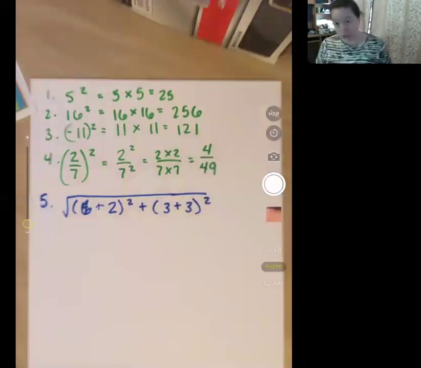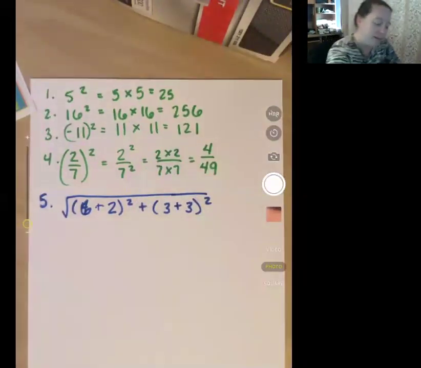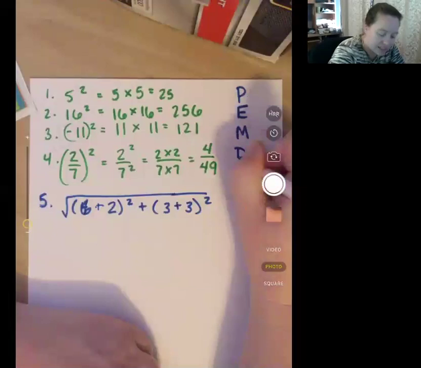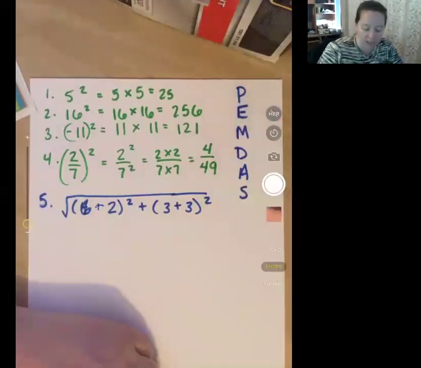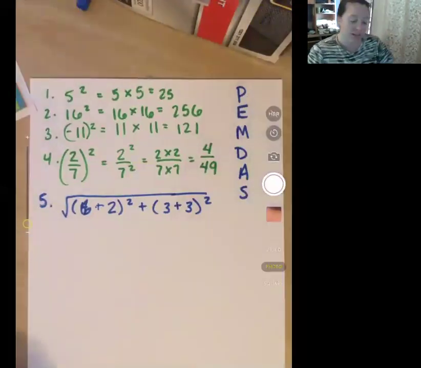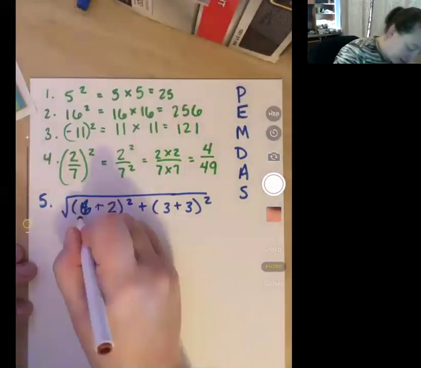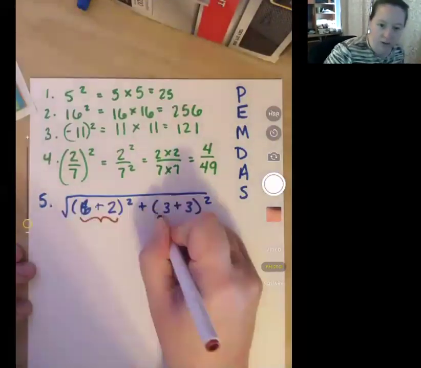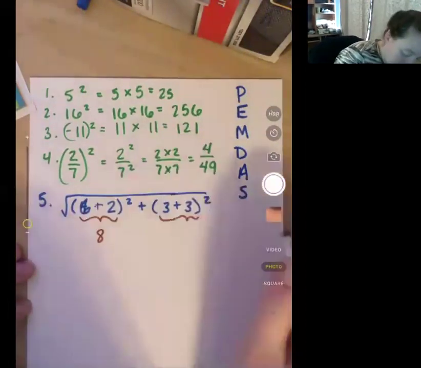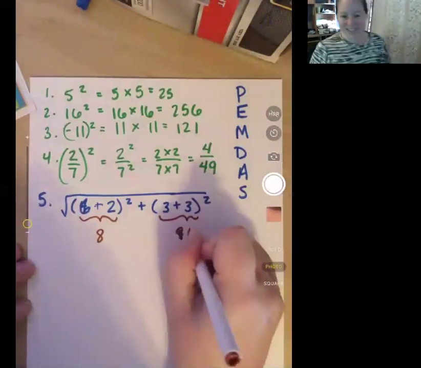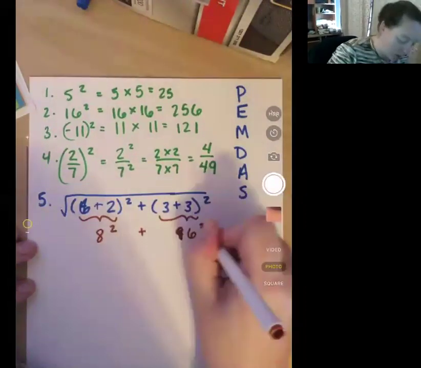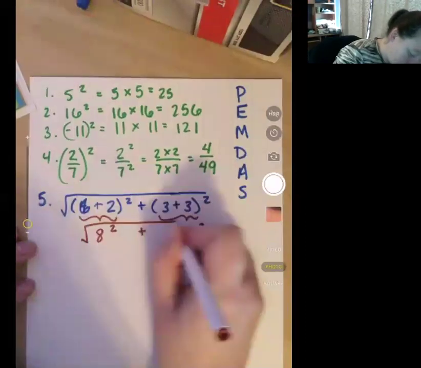So the very first thing that we do is PEMDAS: parentheses, exponents, multiplication, division, addition, subtraction. Always, always, always. Parentheses. I have 2 sets of parentheses. There and there. 6 plus 2 is 8. 3 plus 3 is 6. I bring down the squared, I bring down the addition sign, I bring down the squared, and I bring down the square root.